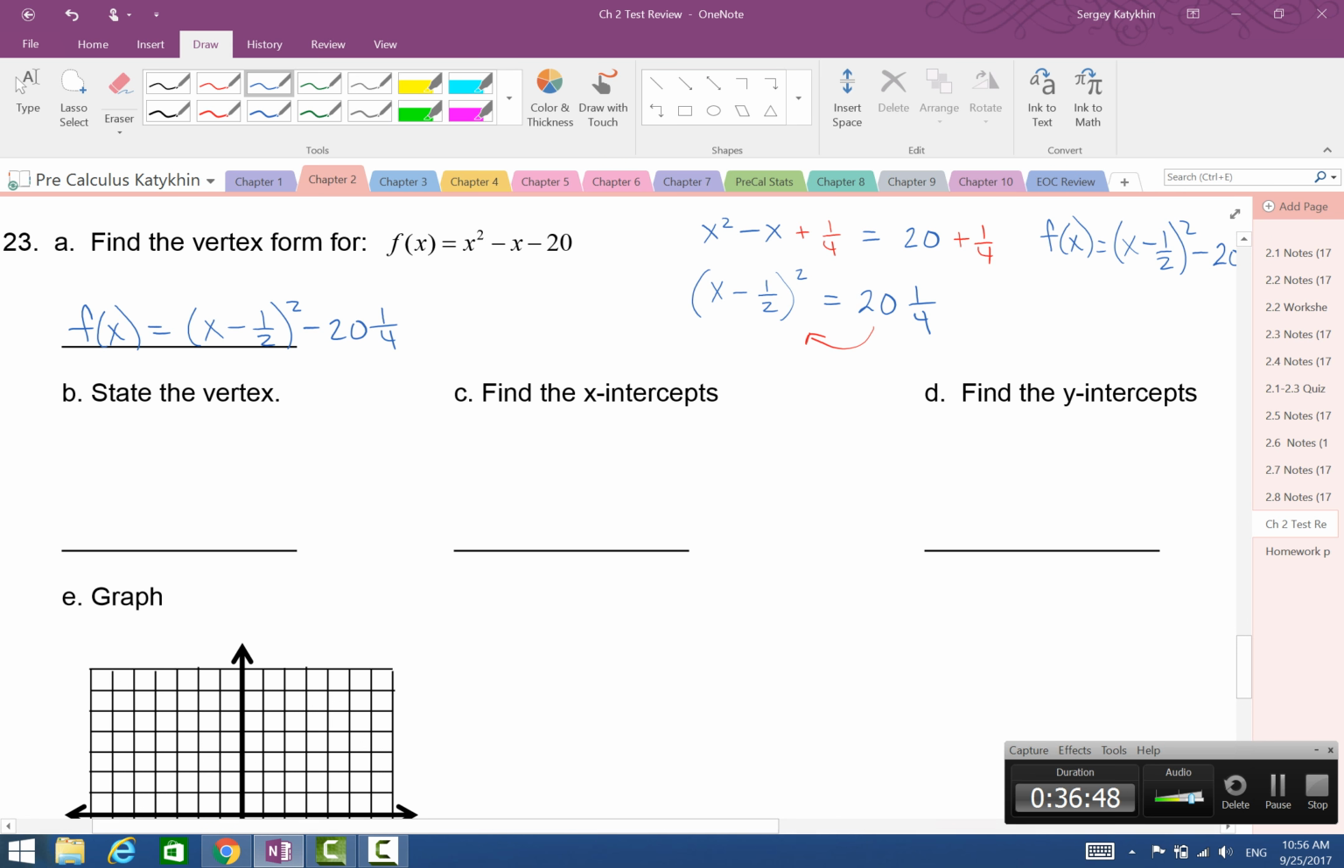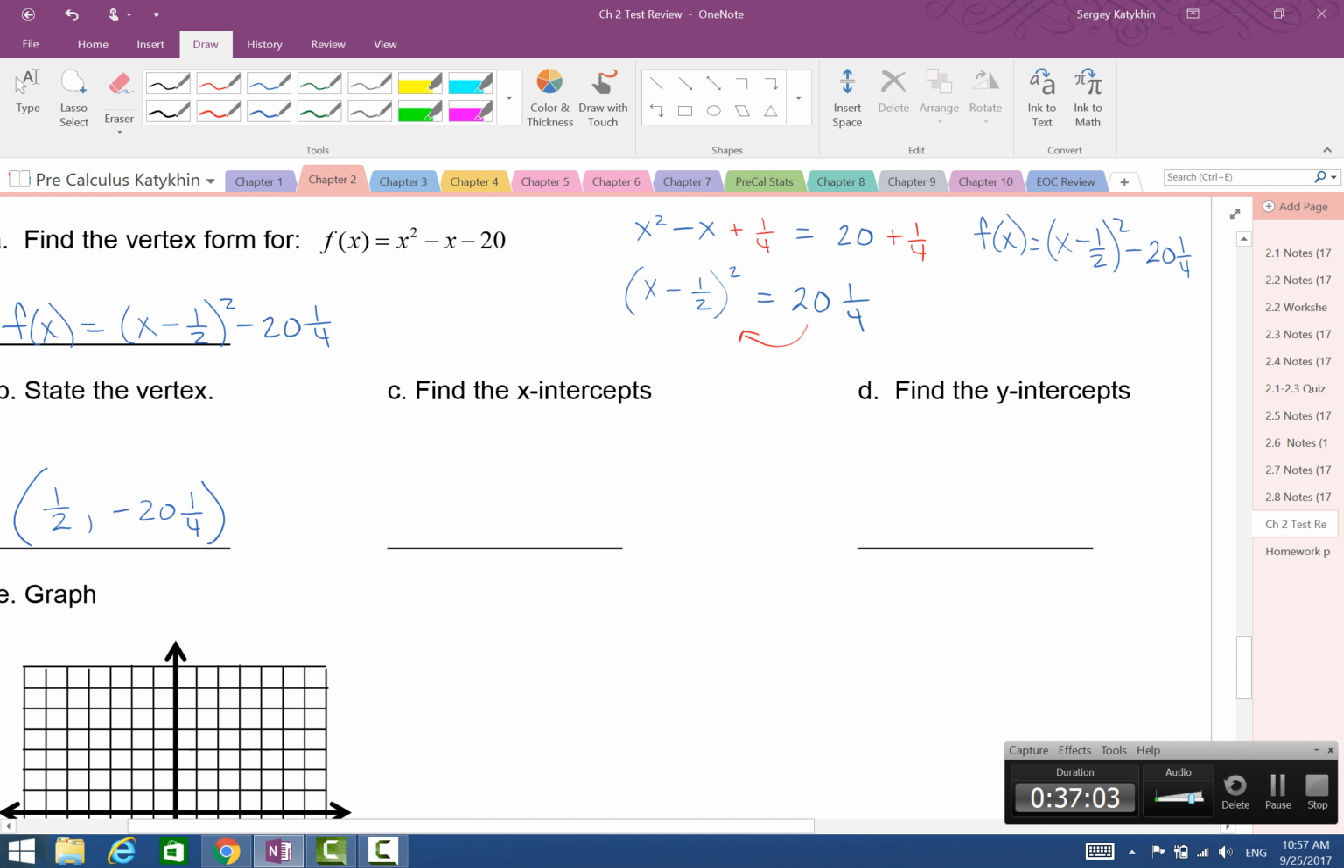B says state the vertex. In other words, write it out. Remember, inside lies, so it's actually 1/2 and then negative 20 and 1/4. That's your vertex. To find the x-intercept, remember what we said. To find the x-intercept, we have to set y equal to 0. And to find the y-intercept, we set x equal to 0. And from there, we'll be able to figure out what those values are.